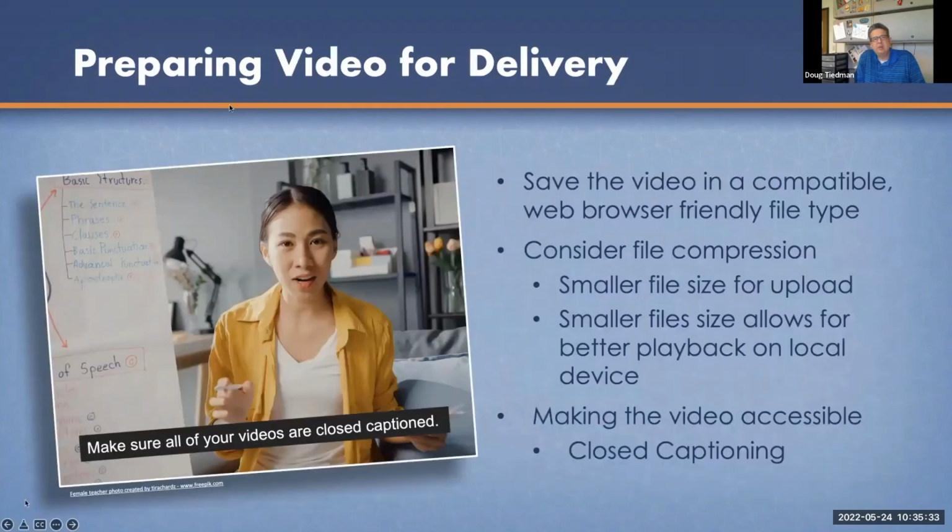So now we have the video edited, and we've saved the video. It's time to save the video. We want to save that video into a web browser friendly file type, and the best file type to use for that is MP4, or called MPEG-4. That file type is recognized by all web browsers. You could open up an MP4 directly into a web browser from your computer if you needed to. They're all universally recognized, so that's the safest file type to use.